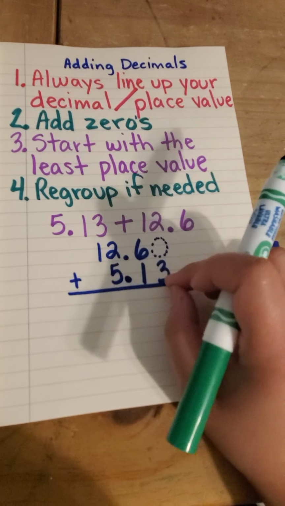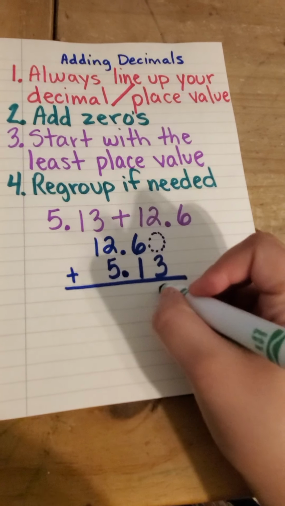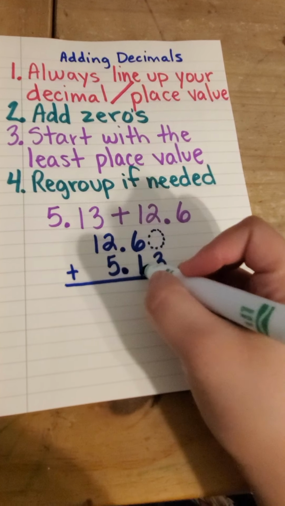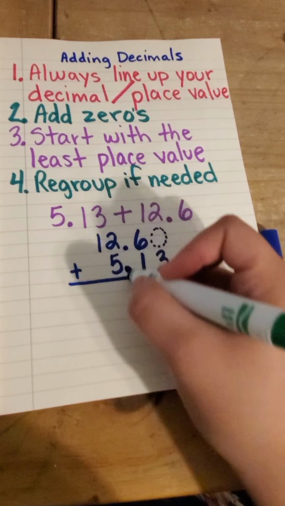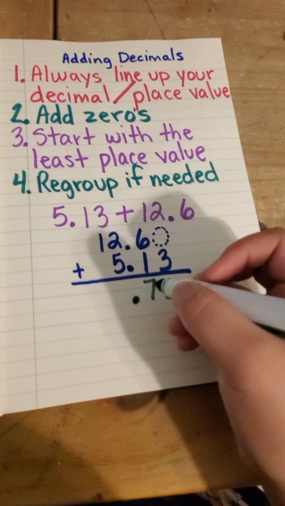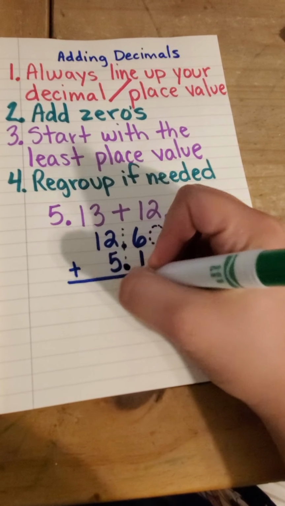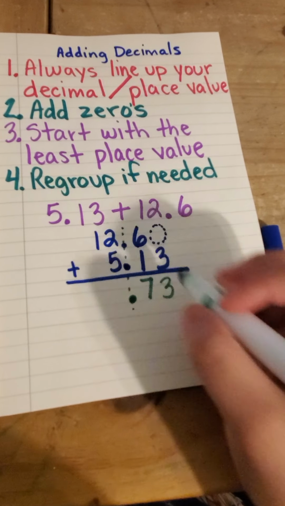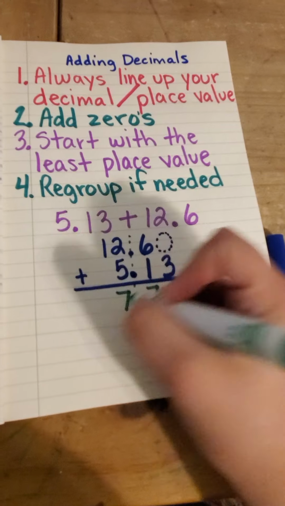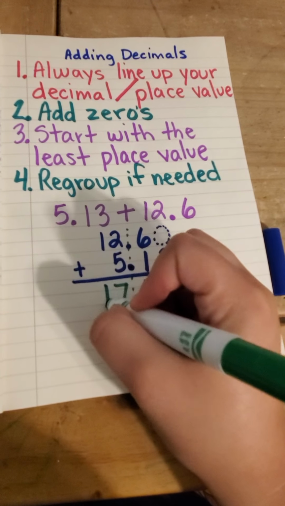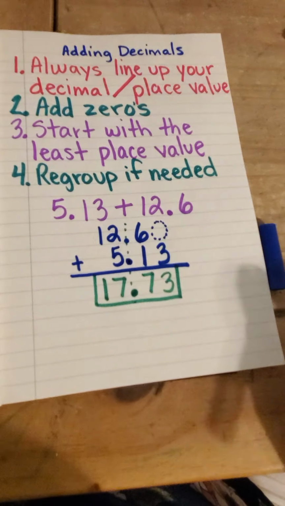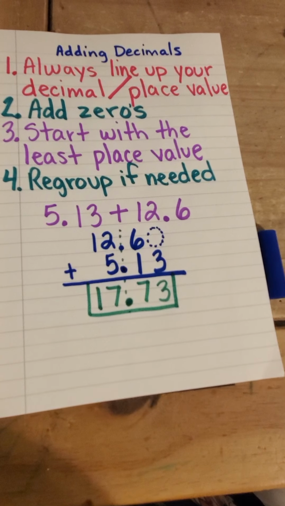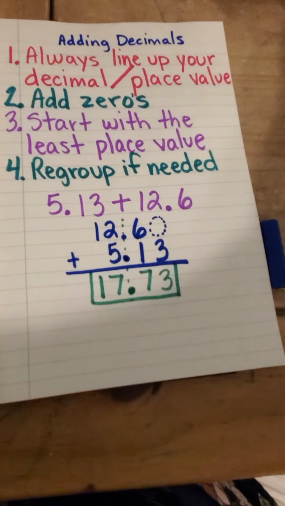So I have 0 plus 3, 3. 6 plus 1, 7. I lined up my decimal so my decimal comes straight down because I want to make sure these are lined up. 2 plus 5, 7. And I bring down my 1. So my answer here would be 17 73/100ths. We're going to do one more example together.